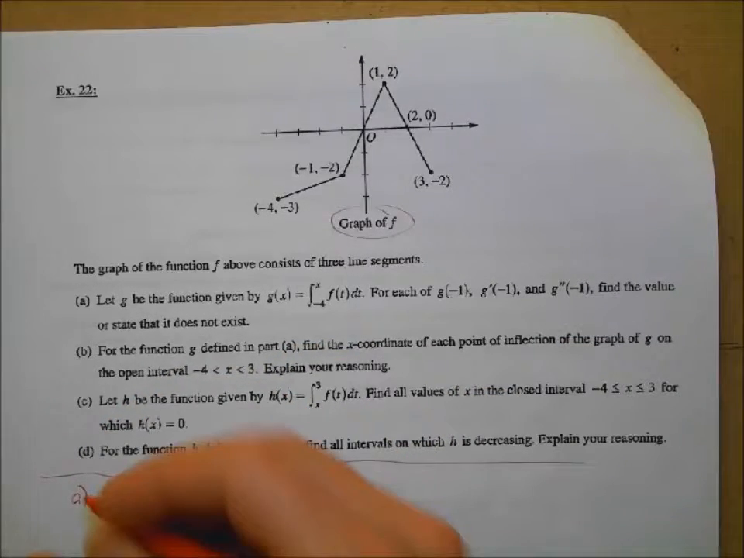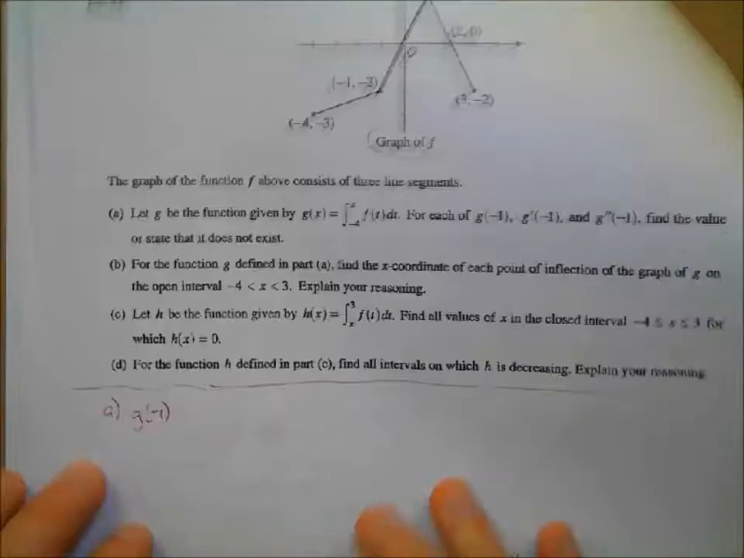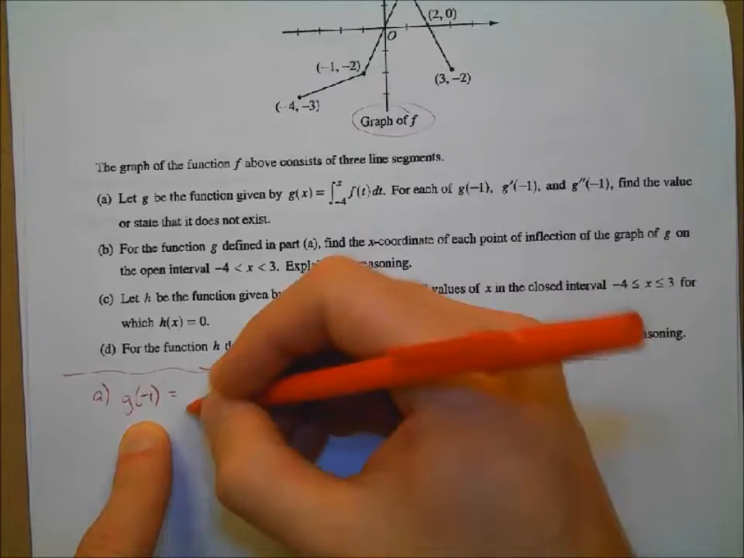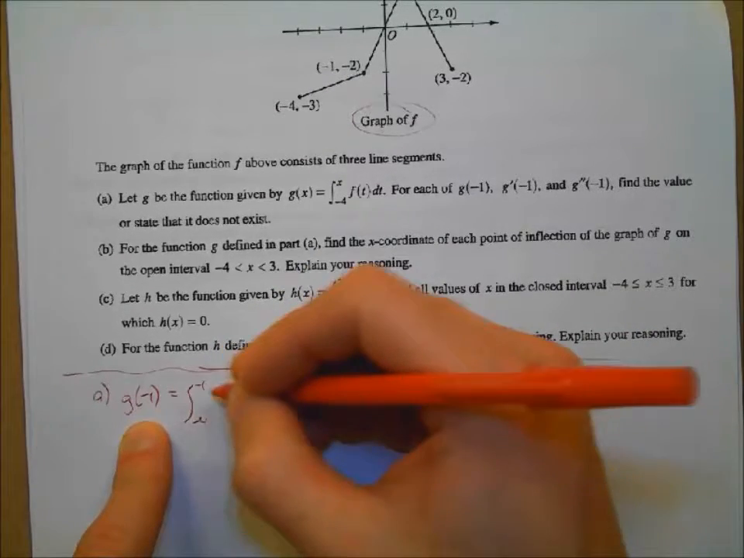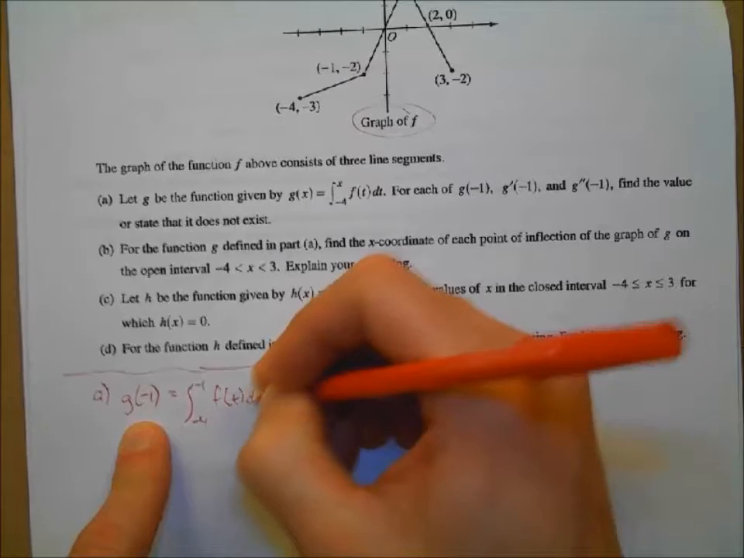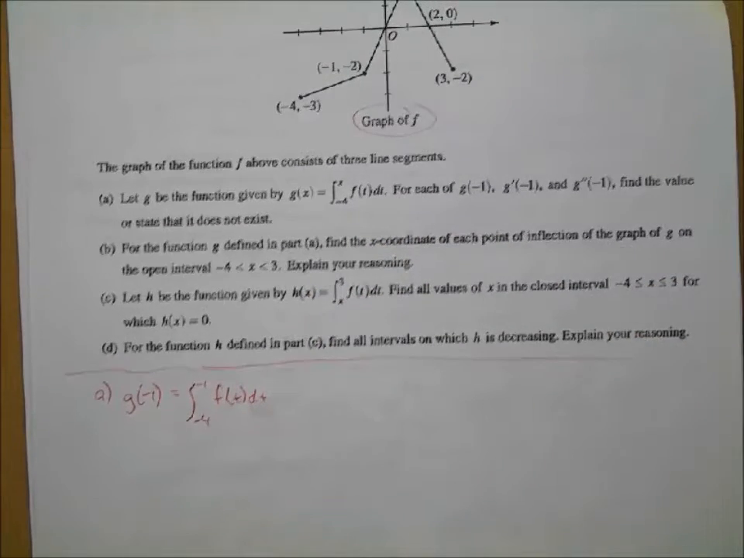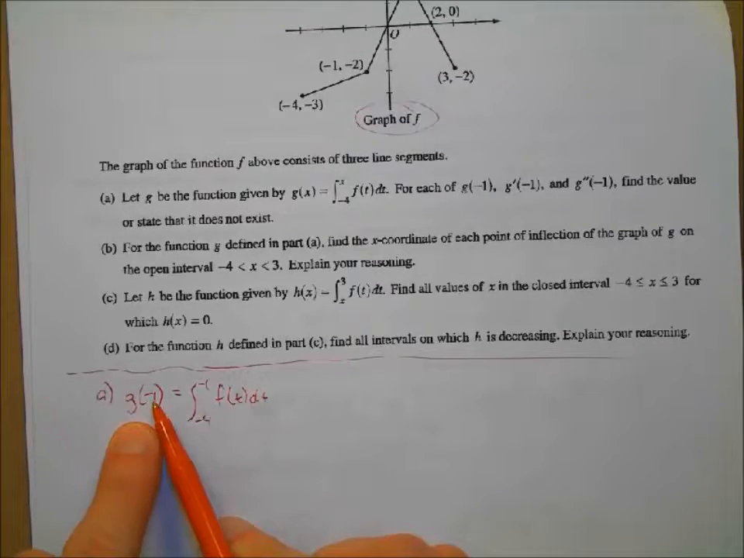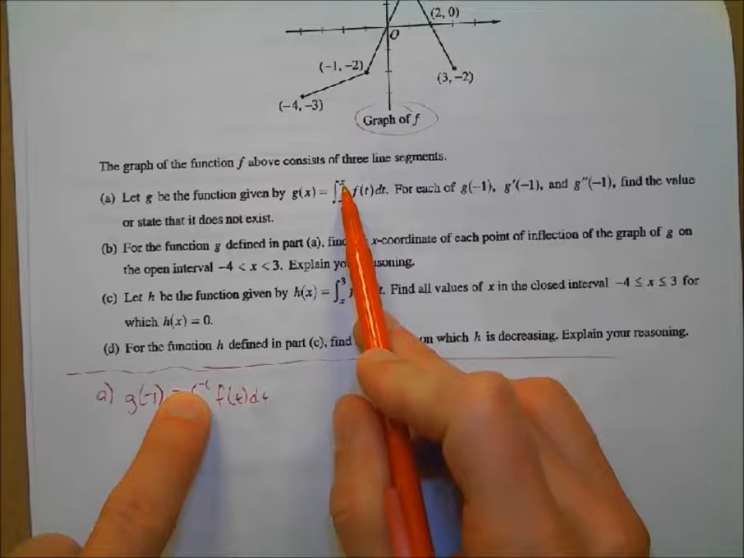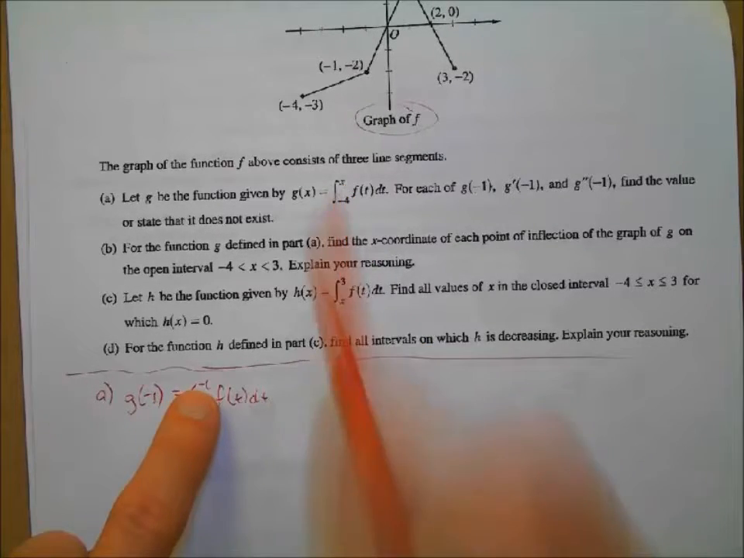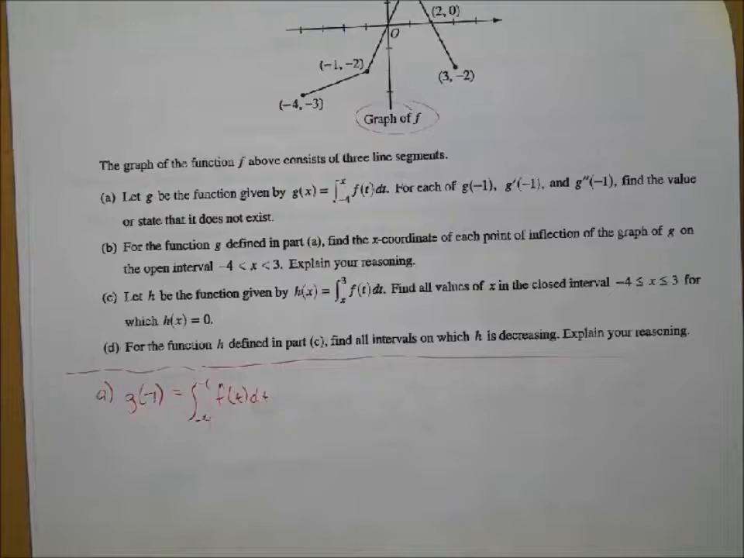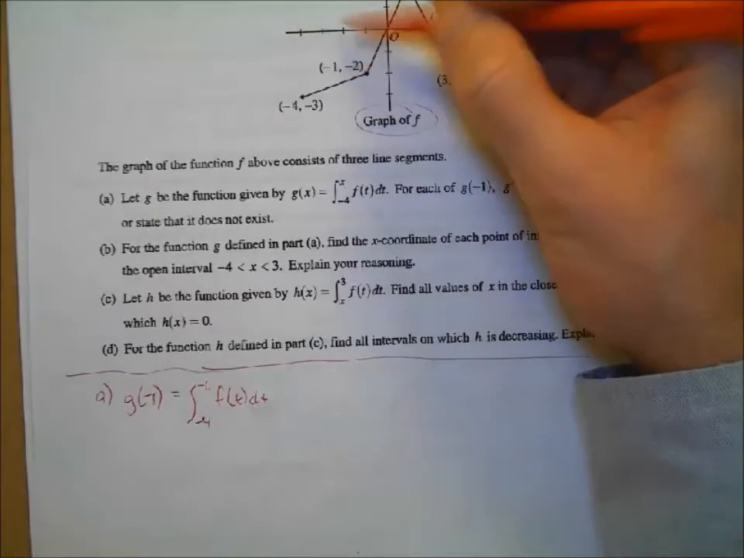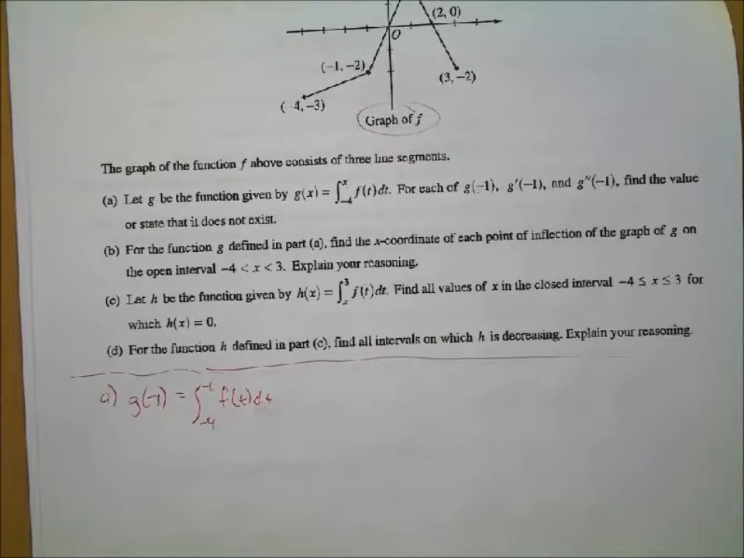So, if we want to evaluate g of -1, okay, that is going to equal the integral from -4 to -1 of f of t dt. Okay, we're going to integrate from -4 to -1, right? All we're doing is just replacing the x here with -1, so the upper limit of integration there becomes -1. Okay? How should we go about integrating from -4 to -1 here? What are we going to use? Trapezoid area formula. Exactly right.